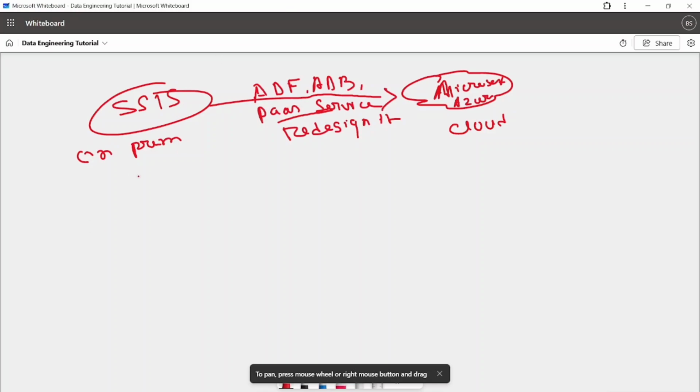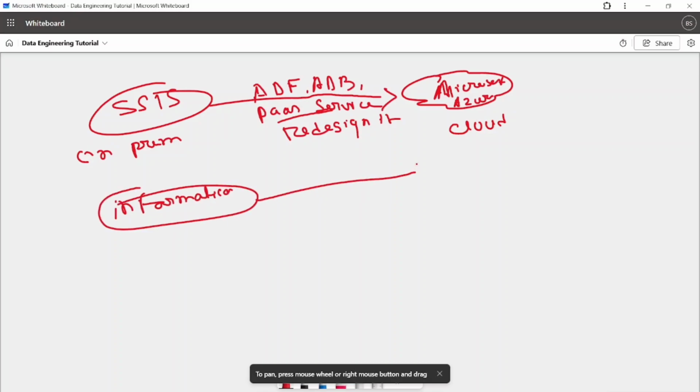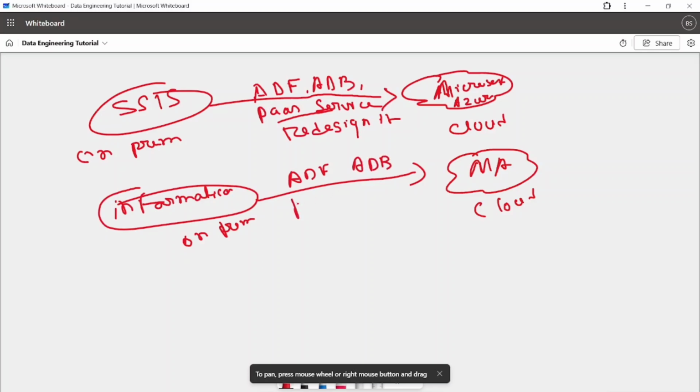Likewise you can see an Informatica project. This is also the same: Microsoft Azure cloud, this is on-prem, ADF, ADB. This is also PaaS. We have to redesign it, it is also the same. This kind of project is also available in the market.